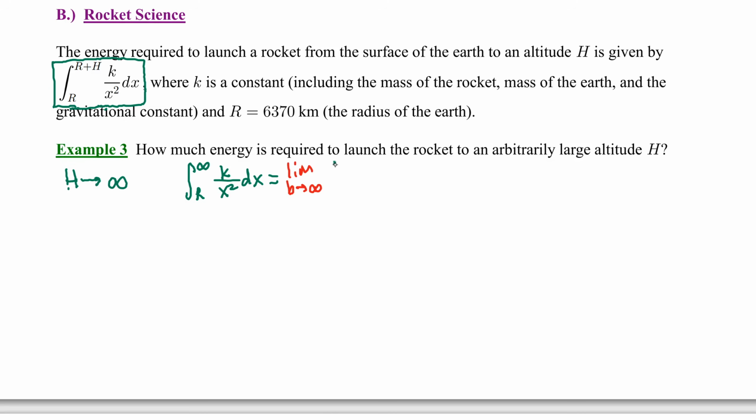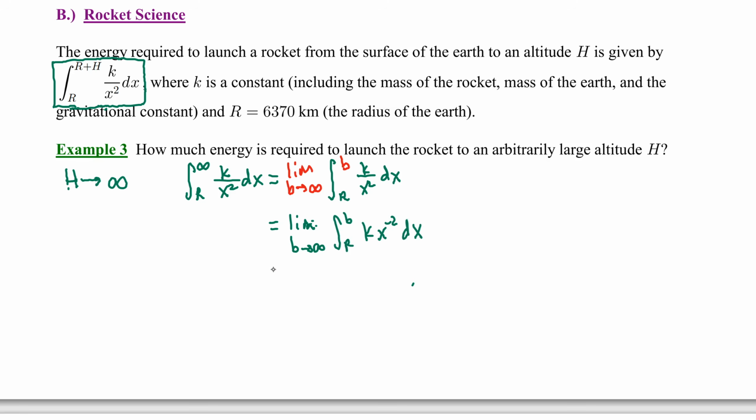So we'll calculate the integral from r to b of k over x squared dx. Now let's evaluate the integral first. That's the first operator we need to execute, and then we'll determine the limit. So we'll carry the limit operator, limit as b approaches infinity, of the integral from r to b, and let's think of this as k times x to the negative 2 dx.